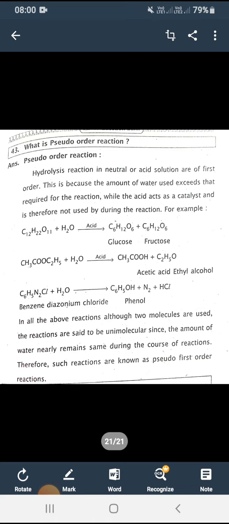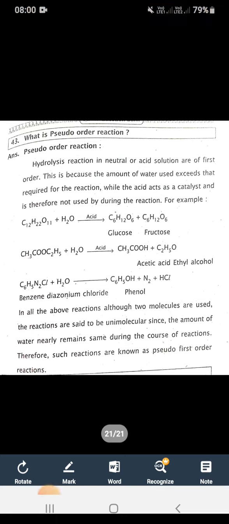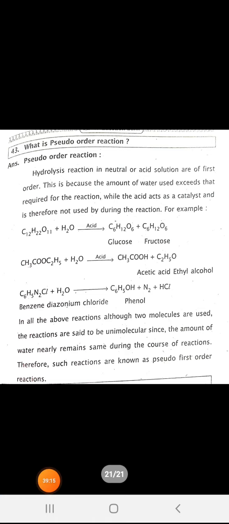So this is nothing but chemical kinetics. In the next class we can learn about Michaelis-Menten and enzyme catalysis.